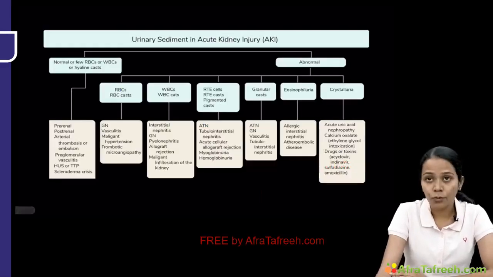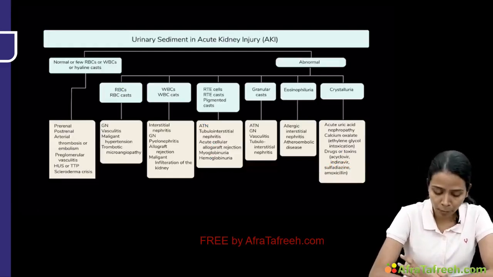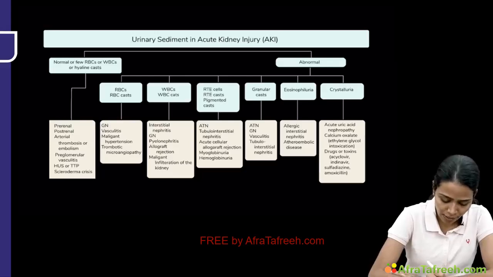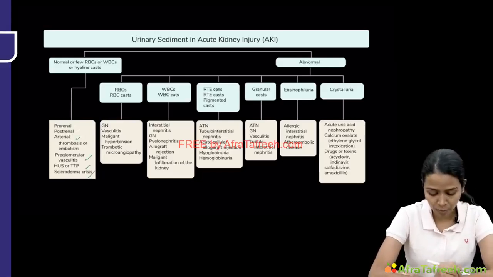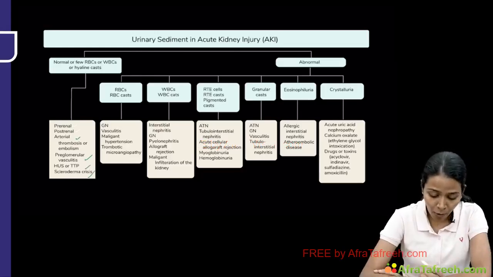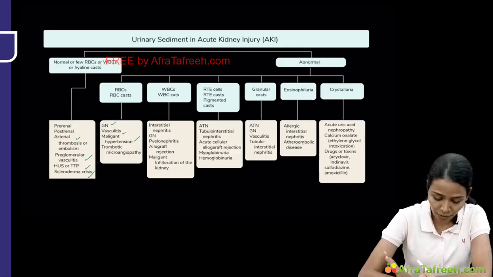Now, the same thing, urinary sediment in AKI. Normal is normal or few RBCs or WBCs or hyaline cast. This you can see in pre-renal, post-renal, or when there is arterial thrombosis or embolism, or there is vasculitis, HUS or TTP, or scleroderma crisis. Now, abnormal is when there is RBC or RBC cast, mostly seen in glomerular disorders like vasculitis, can also be seen in malignant hypertension and TMA.